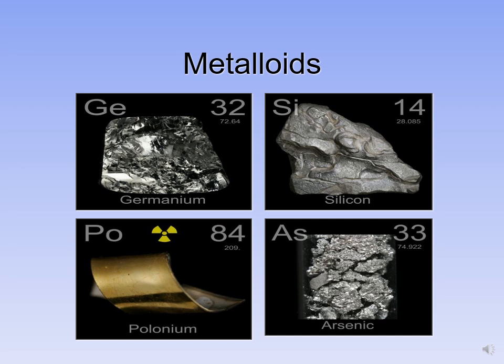And then we have the metalloids, which exhibit properties of both nonmetals and metals, depending upon which metalloid you're talking about. So here are some examples: germanium, silicon, which happens to be the most abundant element on the surface of the planet. We have polonium, and then we have arsenic.